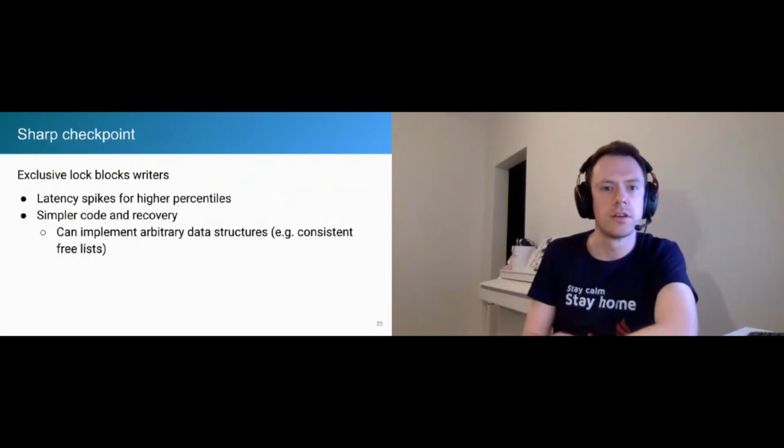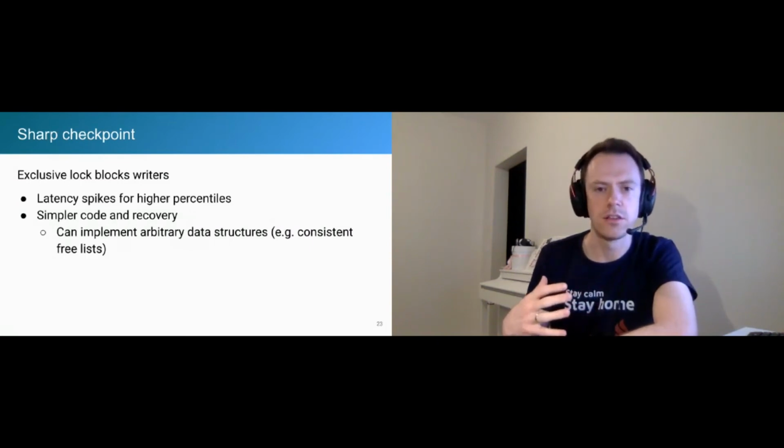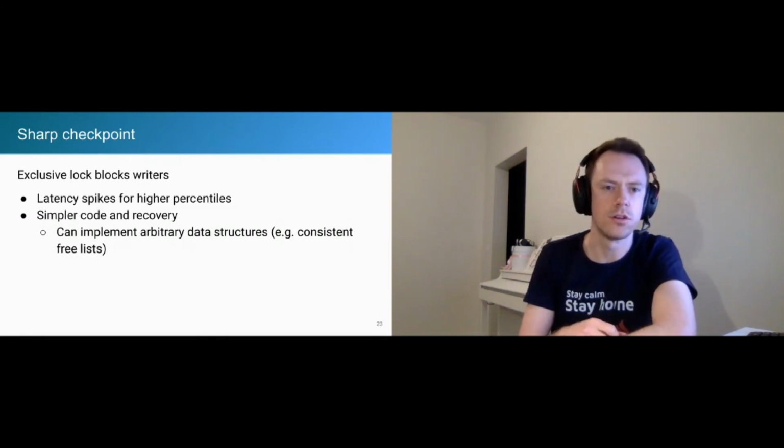So the second implementation choice that is probably the most visible to the users is the notion of the sharp checkpoint. From the checkpointing protocol, we saw that we acquire an exclusive lock in order to capture the state that needs to be written to disk. And since this state is fully consistent, the checkpoint is called sharp.